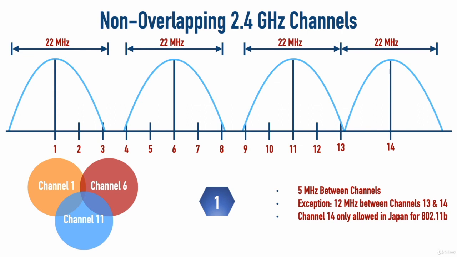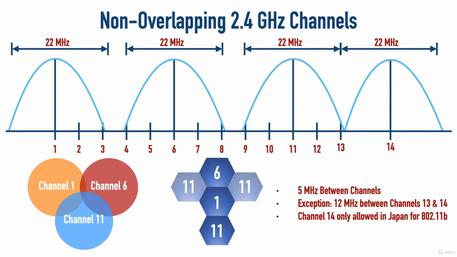So maybe I put a cell using channel 6 above, a cell using channel 11 below, and then between channels 1 and 6, we'll put channel 11. So there's no overlap between either 1 or 6. And between 1 and 11, we'll put channel 6 there. So notice in this honeycomb style pattern, the channel used by each cell is only bordered by cells using a different channel. And you could continue to expand this honeycomb design indefinitely. But with 2.4 gigahertz, we need to be really careful not to have overlapping channels.